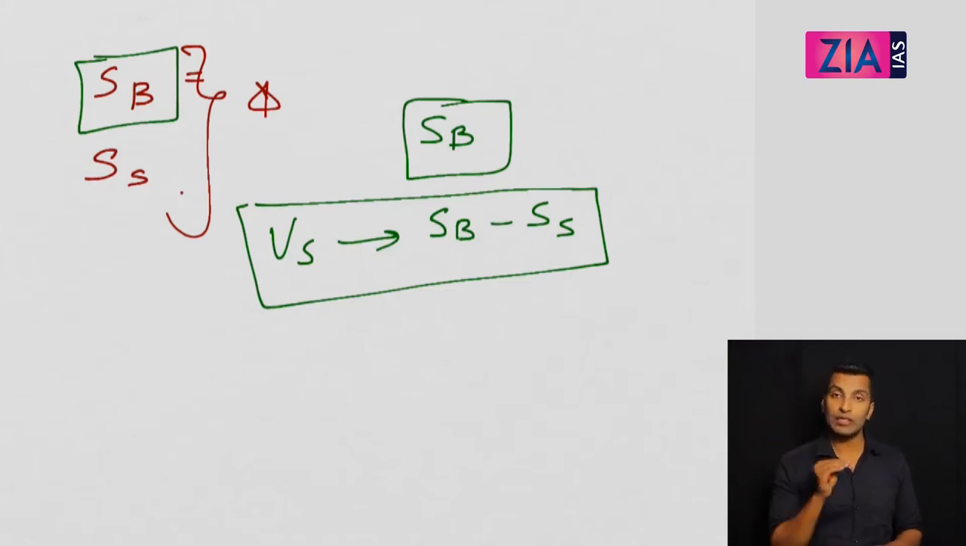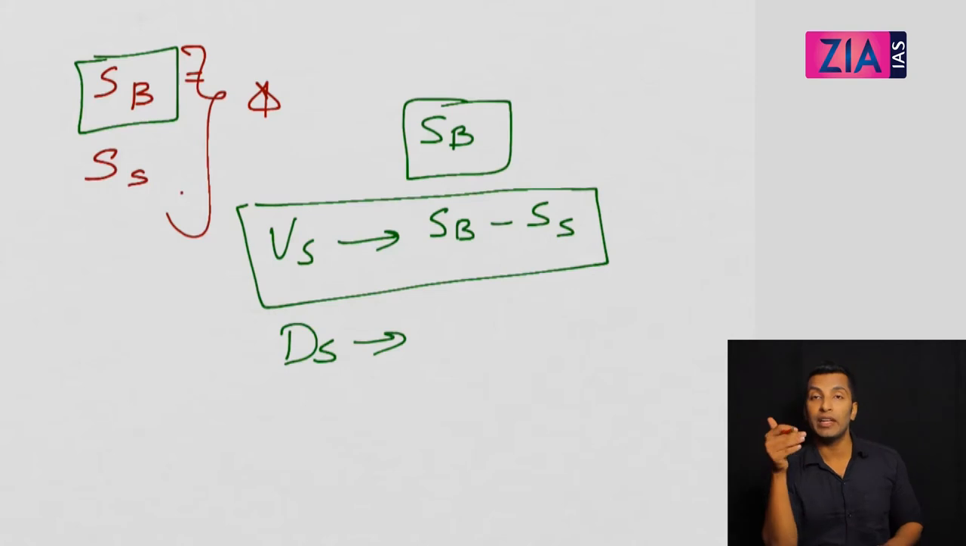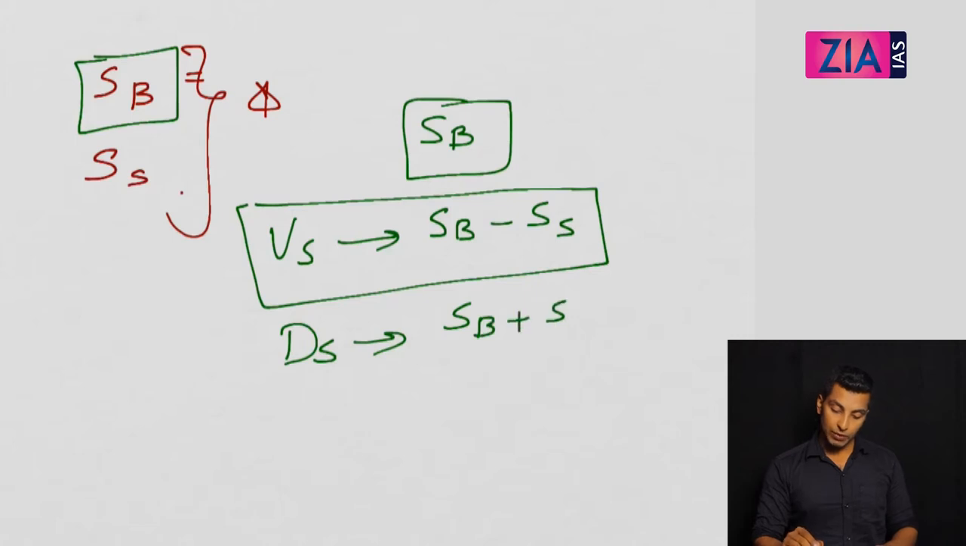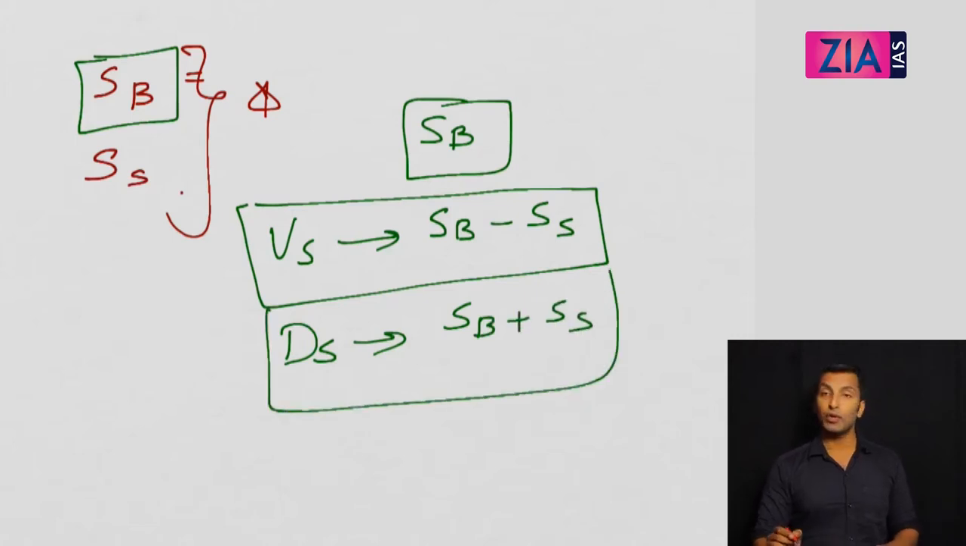When you are moving along with the stream, going downstream, your speed will increase again because of the influence of the stream. So it is speed of the boat plus speed of the stream. These are the 2 points: upstream speed is speed of the boat minus speed of the stream, and downstream speed is speed of the boat plus speed of the stream.